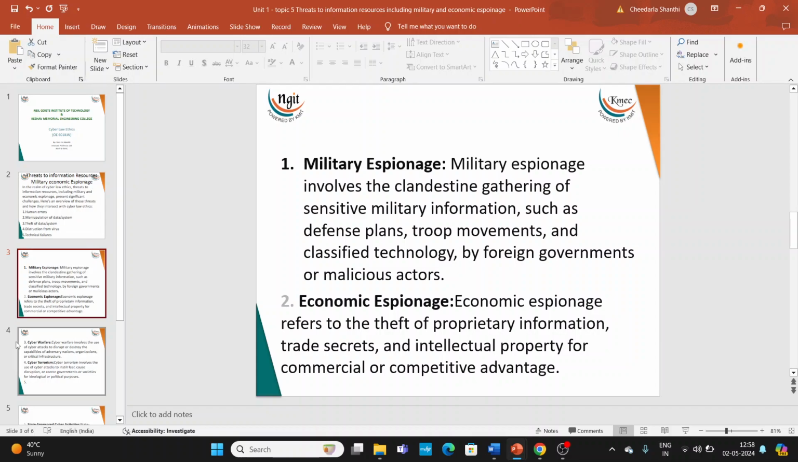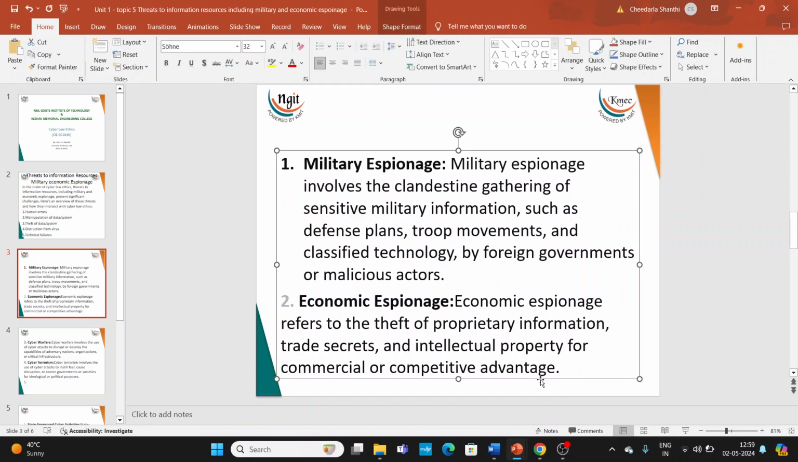And the second one is economic espionage. Economic espionage refers to the theft of proprietary information and secrets. What are the trademarks, trade names, and trade secrets, along with commercial advantages for competitors, and competitive advantage and commercial. Along with that, intellectual property goes through commercial as well as advantages for the competitors. Those things are done in economic espionage.